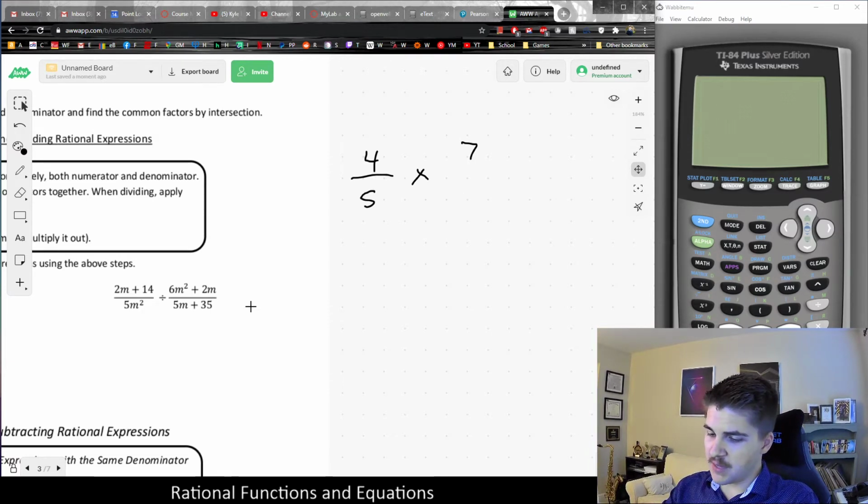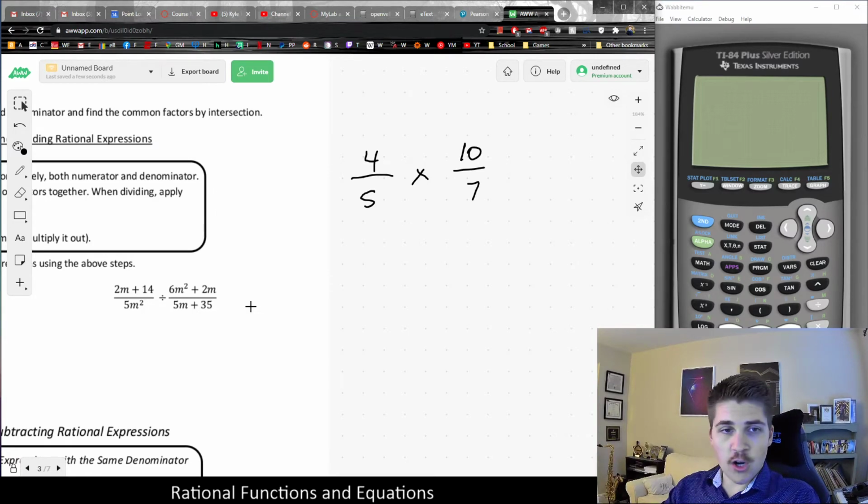Actually, let me change up the numbers a little bit. But let's say we were multiplying by 10/7 or whatever, because I want to draw some parallels to rational functions. In this case, neither one of those can be simplified, but that's something you could consider first. Could either fraction be simplified?